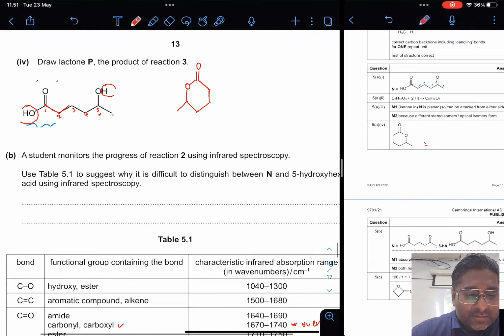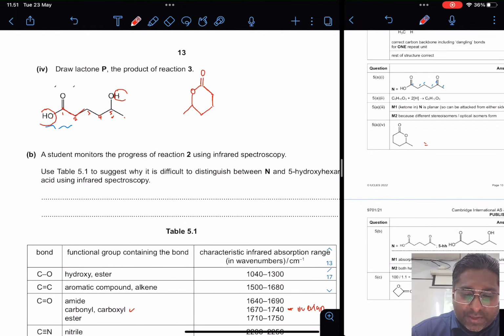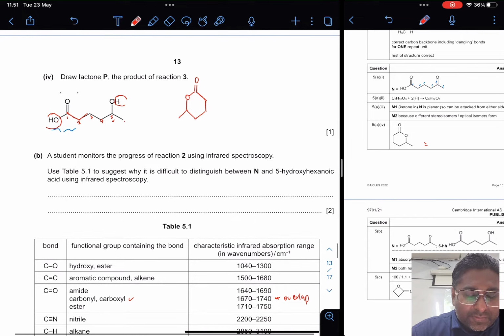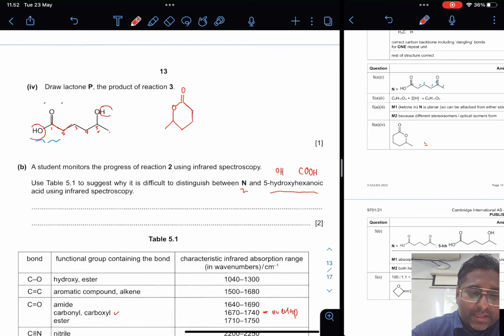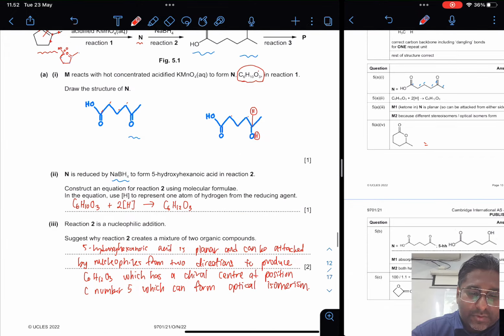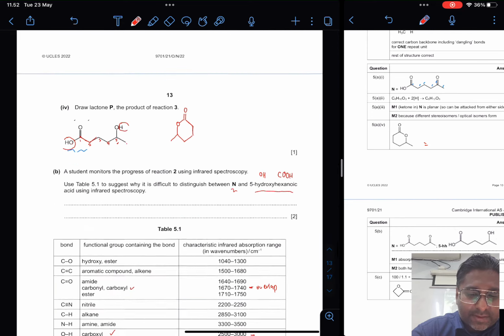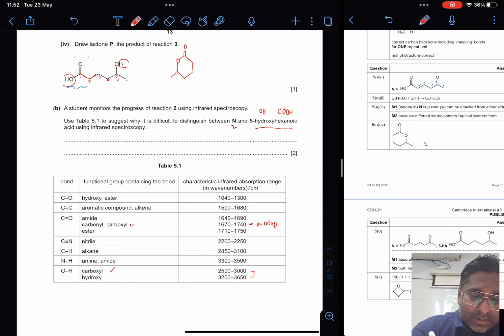Now, a student monitors the progress of 2 using infrared spectroscopy. Use table 5.1, suggest why it's difficult to distinguish between N and 5-hydroxyhexanoic acid. Now, hydroxyhexanoic acid has OH, and then it has COOH. N, on the other hand, this is the structure of N. There is also C double bond O, and then carboxylic acid. So C double bond O and then COOH.